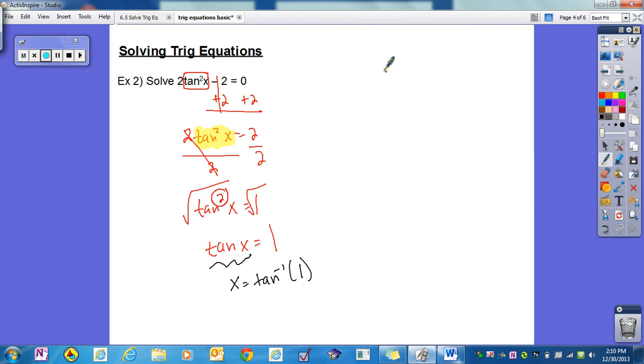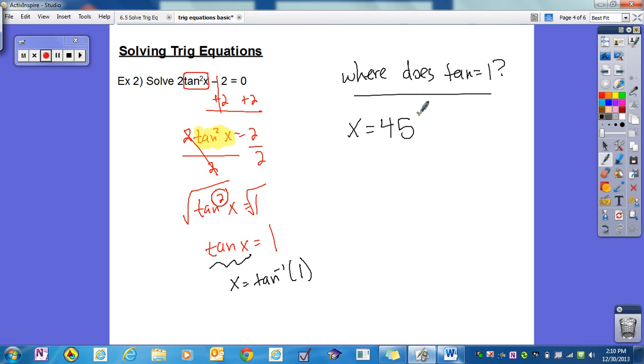So what I want to ask myself is, where does tangent equal 1? Alright, so I look at my chart and tangent equals 1 at 45 degrees. So that is my first answer. Alright, but if we go back and look, we have to know where else tangent is going to be positive.